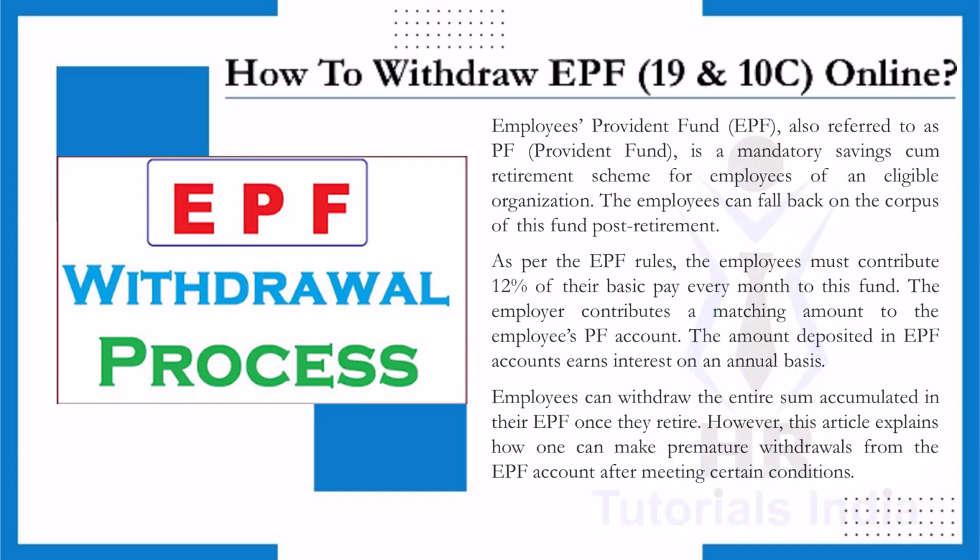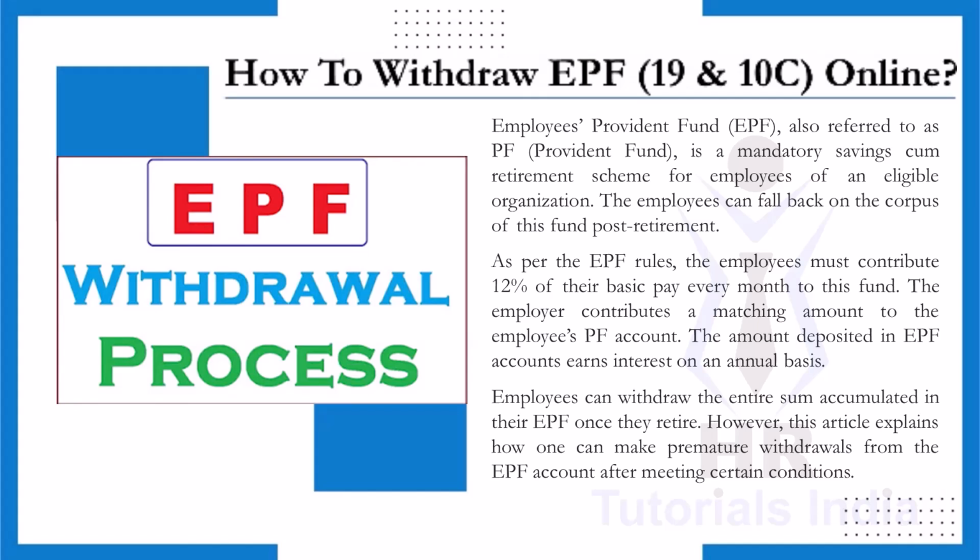In simple words, EPF is also called Provident Fund, which is a mandatory savings scheme for all the employees of an organization for their retirement. This EPF amount helps the employees as a corpus fund at the time of retirement. As per the EPF rules, employees contribute 12% of their basic pay to their EPF. At the employer end, an equal contribution, that is 12%, will be contributed to the EPF, and this amount will be deposited in EPF accounts and also earns interest on an annual basis.